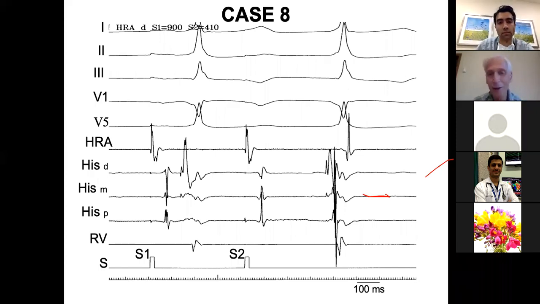But like I say, I don't know why the person is asking that question, Nishant. We shouldn't be mapping or ablating these things. Fred, that's traditional teaching.